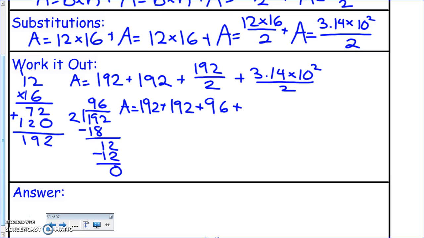Now we need to work out the formula for the half circle. So we know that 10 squared is 10 times 10, so that's 100. We know that when you multiply a decimal by 100, there is a shortcut, so we're going to move the decimal 2 places to the right, and we get 314 over 2. We need to divide it in half because it is half a circle.